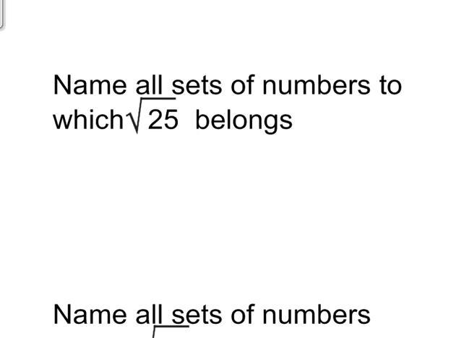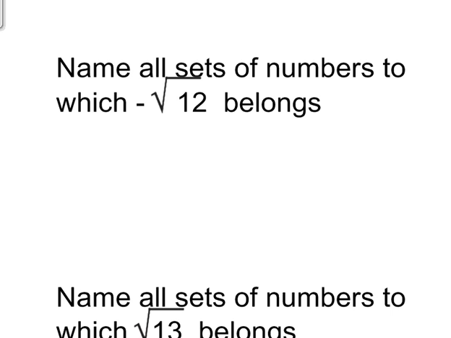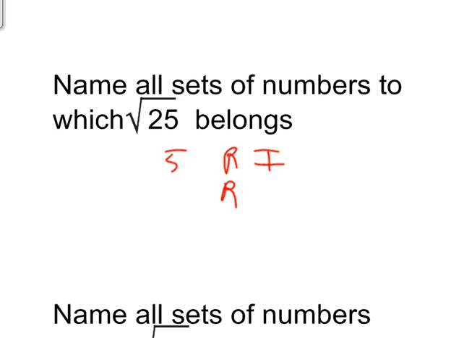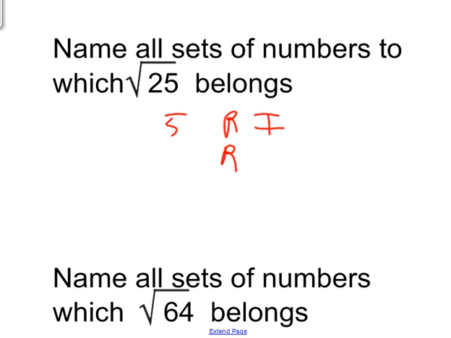Name all sets of numbers to which the square root of 25 belongs. Square root of 25, if I punch that in my calculator, I get 5. So that is rational, it is real, and it is an integer. How about the square root of 64? If I punch that into my calculator, I'm going to get the number 8. So it is rational, real, and it is also an integer.